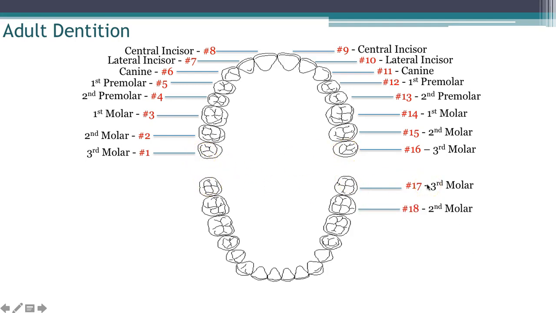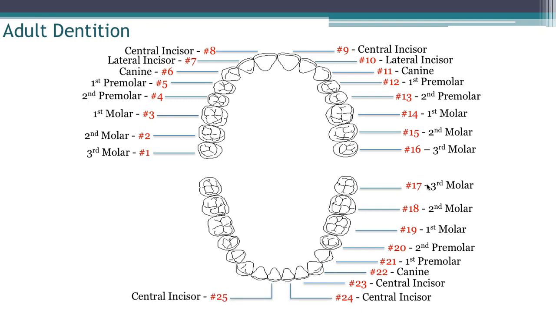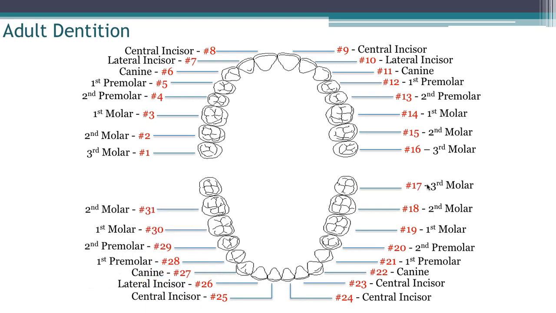Then we have our second molar, which is number 18, number 19, our first molar, number 20, our second premolar, 21, and 22, which is our canine on the bottom, then 23, 24, 25, 26, 27, 28, 29, 30, 31, and 32. So there you have it: numbers 1 to 32 for adults. Remember, you always start on the patient's upper right, and then you work your way around in a clockwise direction, all the way on the top, skip over to the bottom, and all the way on the bottom.